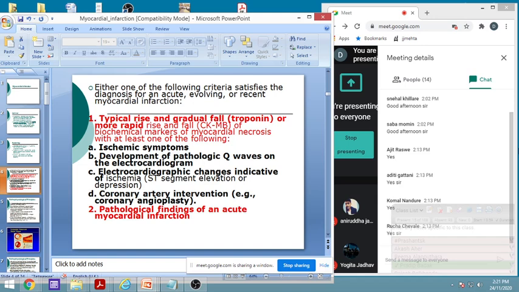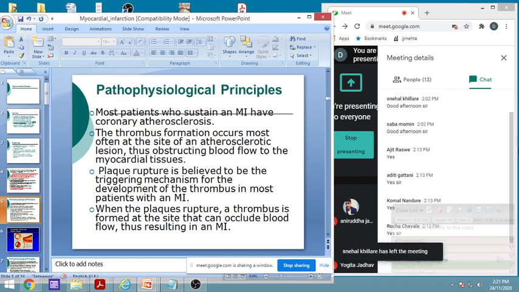Then the pathological findings of acute myocardial infarction can be checked. What are the various reasons behind it? Most patients who have myocardial infarction have coronary artery atherosclerosis. Thrombus formation occurs most often at the site of the atherosclerotic lesion, and thus it obstructs the blood flow to the myocardial tissue. Plaque rupture is believed to be the triggering mechanism for the development of thrombus in most patients, and when the plaque ruptures, thrombus is formed at the site that can occlude blood flow, thus resulting in an MI.